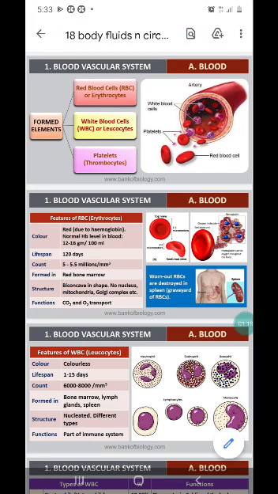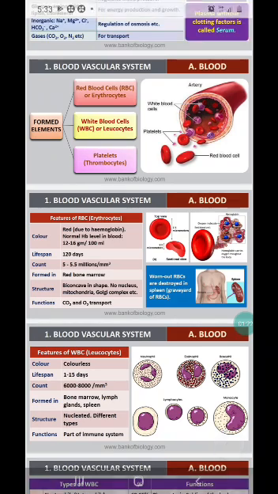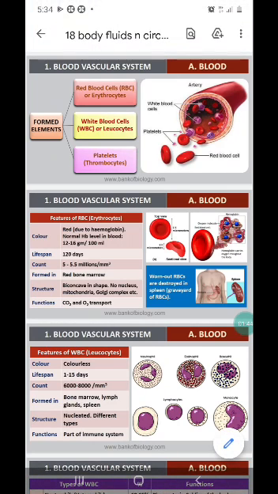And the normal number of RBC in an adult human being, in a male, is 5 to 5.5 million per cubic millimeter of blood. And in females it is 4 to 4.5 million per cubic millimeter.